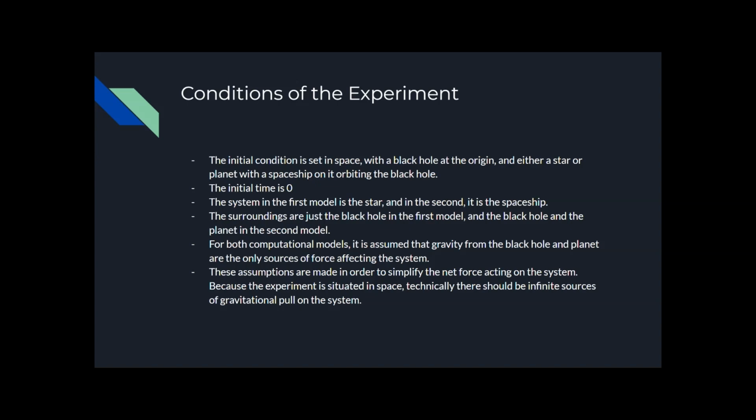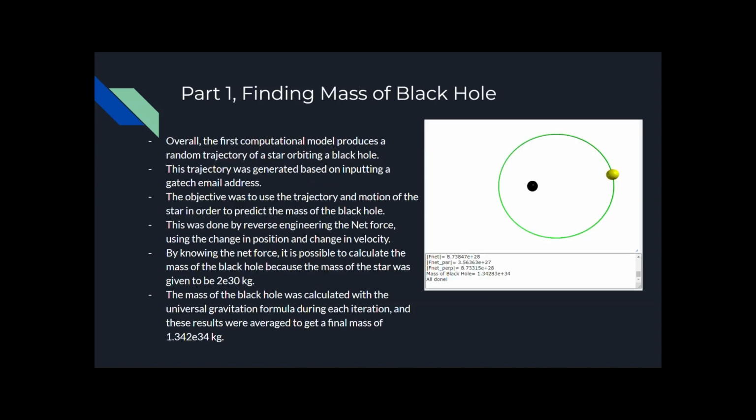The surroundings are just the black hole in the first model and the black hole and the planet in the second model. For both computational models, it is assumed that gravity from the black hole and planet are the only sources of force affecting the system. These assumptions are made in order to simplify the net force acting on the system. Because the experiment is situated in space, technically there should be infinite sources of gravitational pull on the system, but these are simplified.